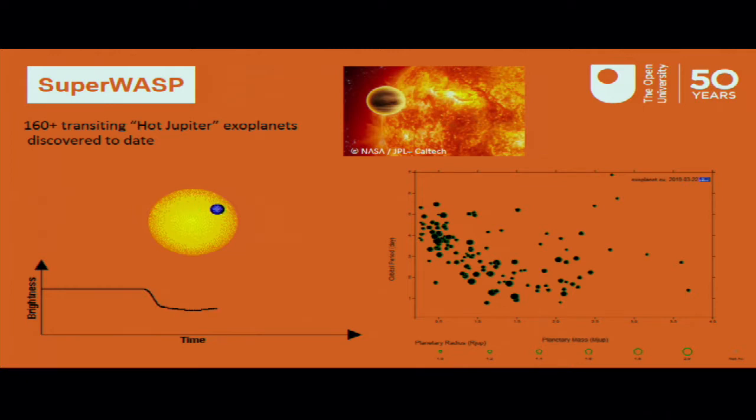So SuperWASP has found about 160 of these transiting exoplanets. They're all what we would call hot Jupiters. They're about the size and mass of Jupiter in very close orbits around their star, so they're very hot planets. And the graph on the right there shows those 160 planets with orbital period up the left, ranging from about 1 day to 7 days, and the mass of the planet from half a Jupiter mass to a few Jupiter masses along the horizontal axis. But that's only 160 exoplanets, and I said there were 31 million light curves there.